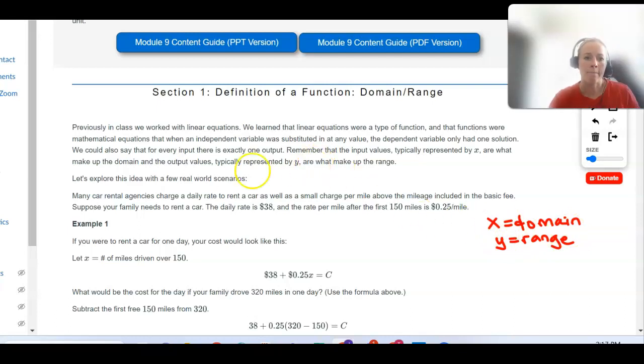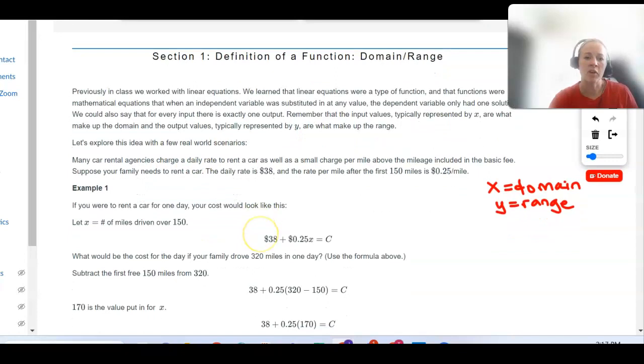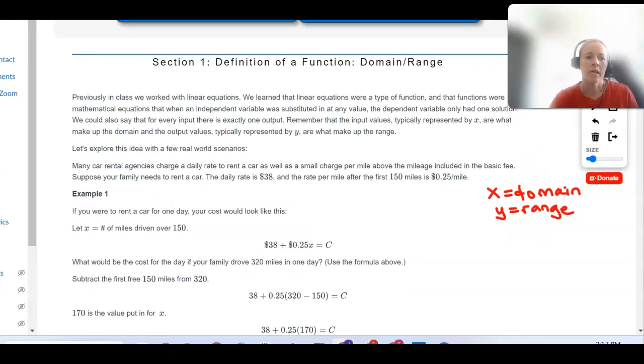So let's explore this idea with a few real-world scenarios. Many car rental agencies charge a daily rate to rent a car, as well as a small charge per mile above the mileage included in the basic fee. So suppose your family needs to rent a car. That daily rate is $38. So no matter how many miles you drive, it's just $38. And then after the first 150 miles, it's 25 cents per mile.